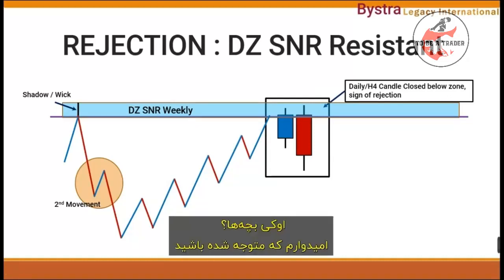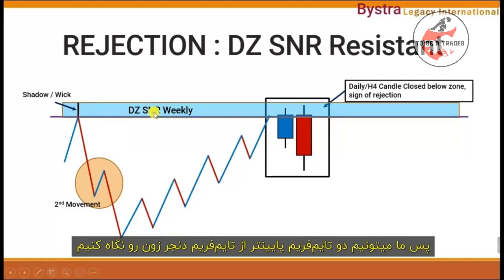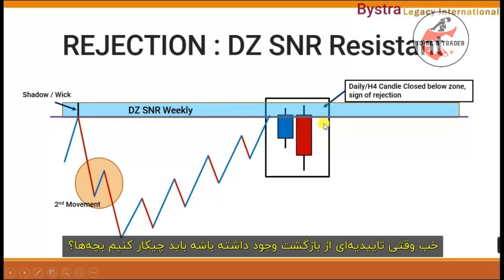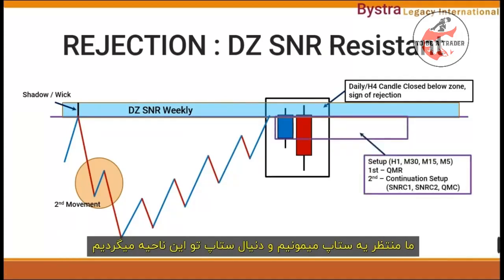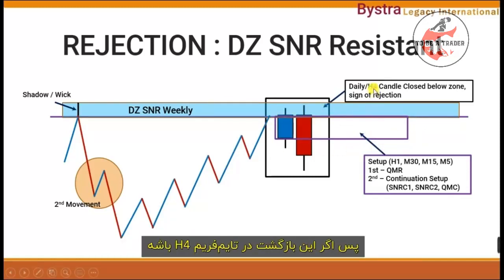Okay, guys, hope you understand this. We can look two time frames below the DZSNR time frame. So once there is a confirmation of rejection, what should we do, guys? We wait for setup. Look for setup in this area. So if this is an H4 time frame rejection, we will look for the setup at the H1 and below. If this is the daily rejection time frame, we look at the H4 time frame and below.